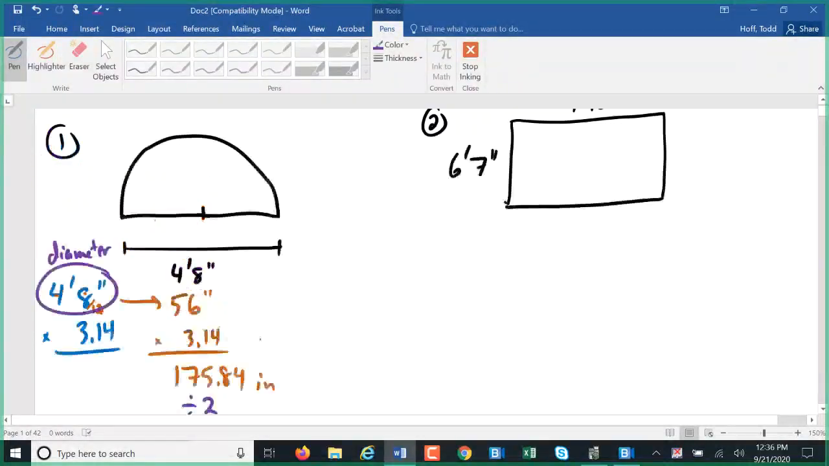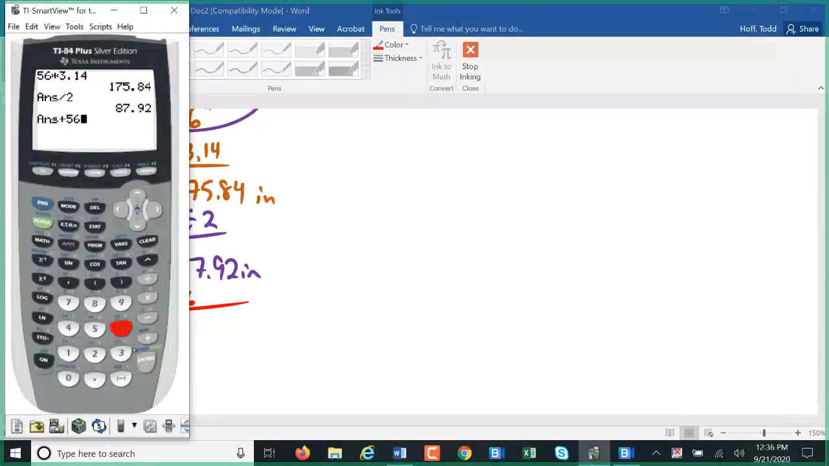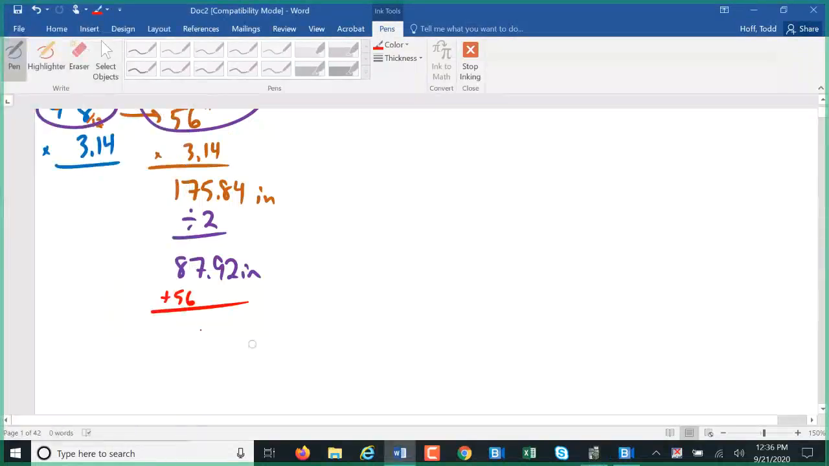For half a circle. Well, what we got there is the distance around this piece right here. That's the 87.92. We do still have to add this 56 inches back onto it. So we add 56 inches, we now have 133.92 inches. So that's the distance around this. But since the measurements were given in feet and inches, it's proper to give your answer in feet and inches, rounded to whatever units.